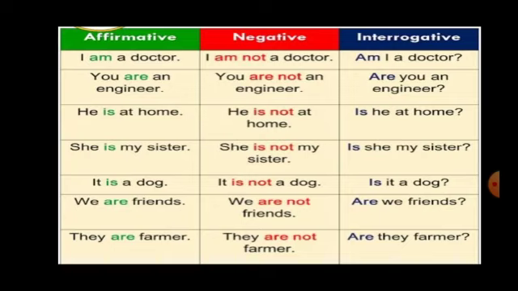He is at home. He is not at home. Is he at home? She is my sister. She is not my sister. Is she my sister? It is a dog. It is not a dog. Is it a dog? We are friends. We are not friends. Are we friends? They are farmers. They are not farmers. Are they farmers?